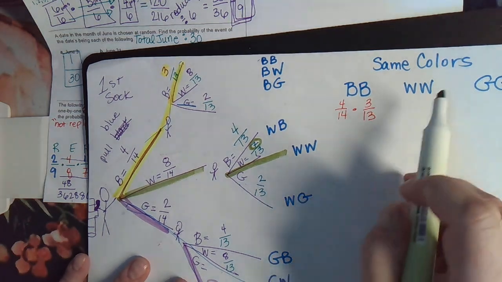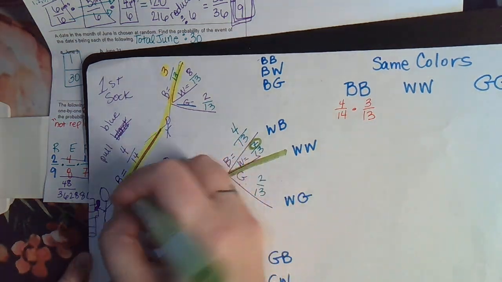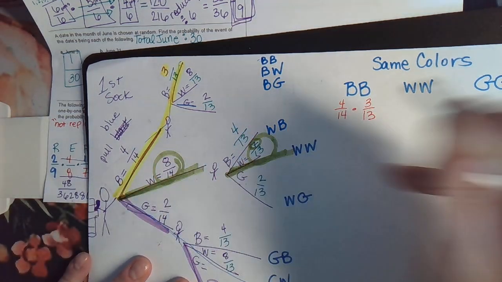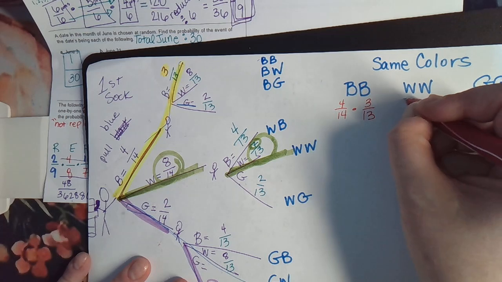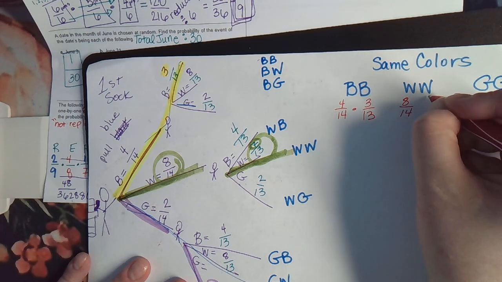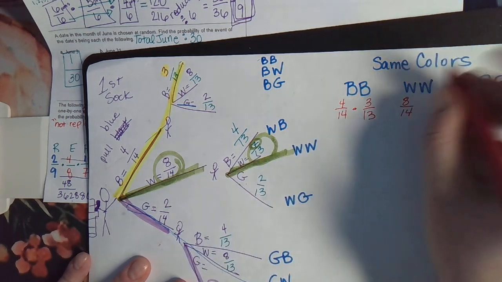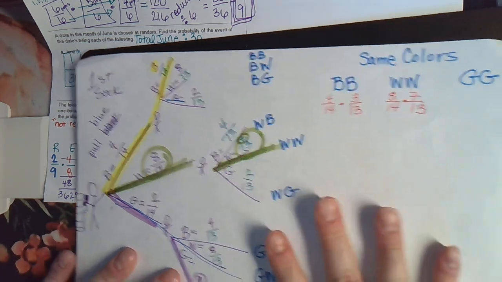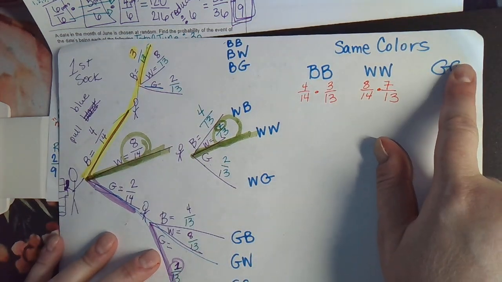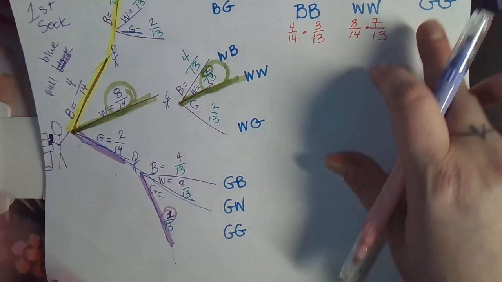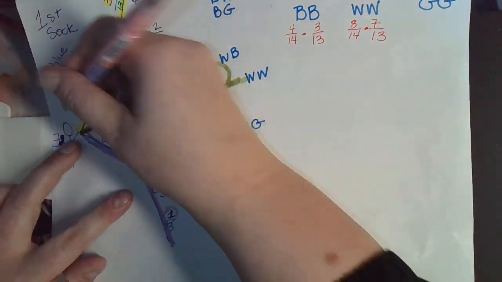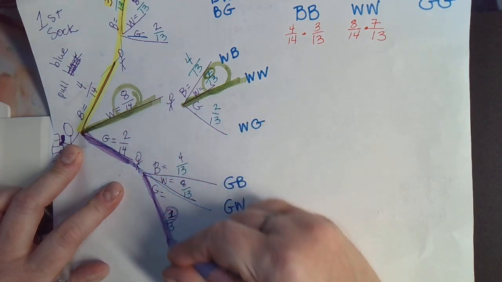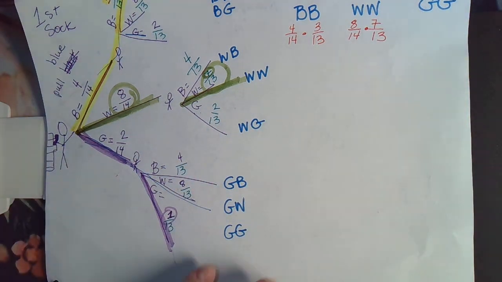Okay, let's go for the white, white. For white, we're going to have 8 over 14, then, sorry, that says 7 over 13, with a multiply dot in between. Then for the gray, gray, we're going to follow the GG path, which has 2 over 14 and 1 over 13.